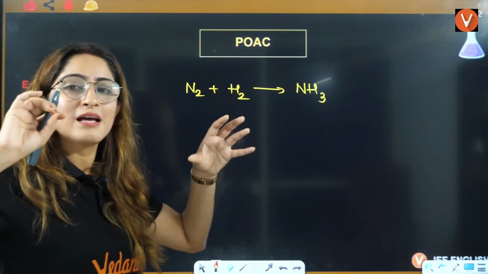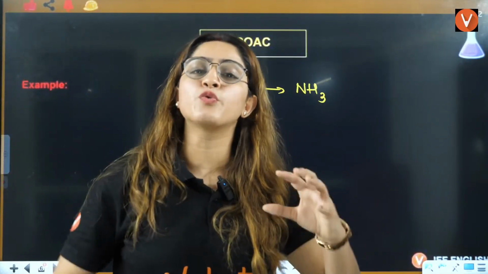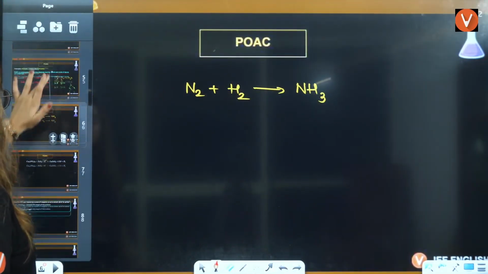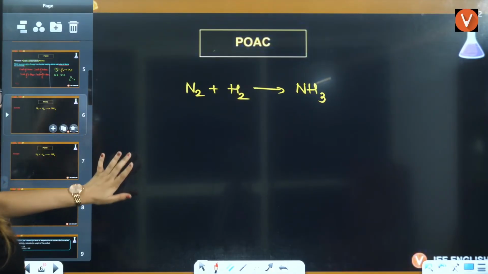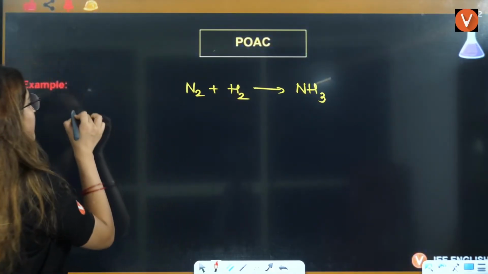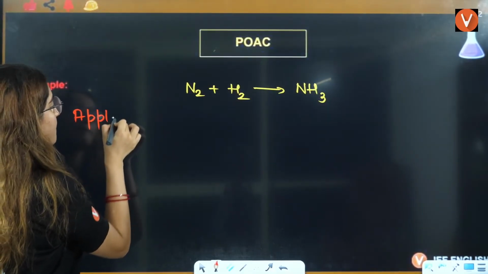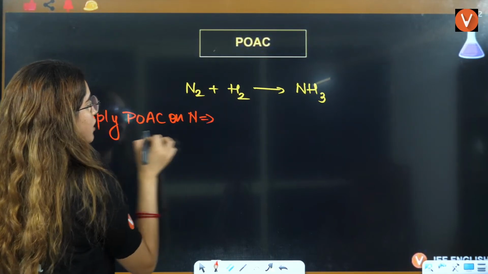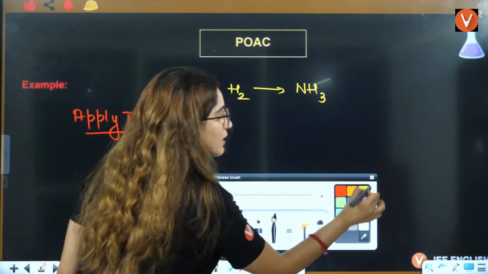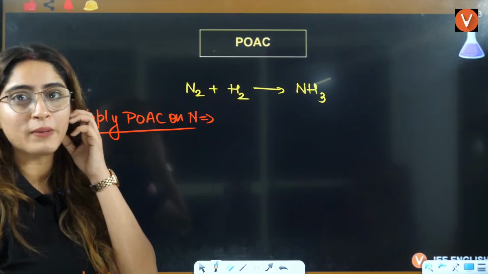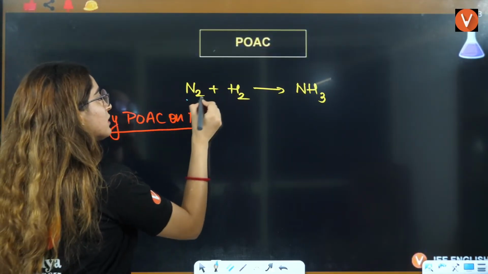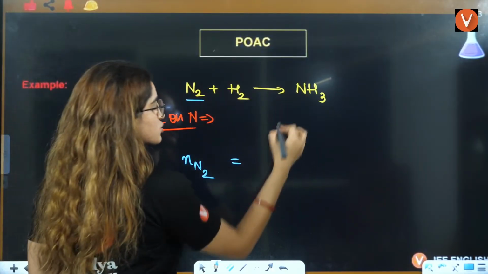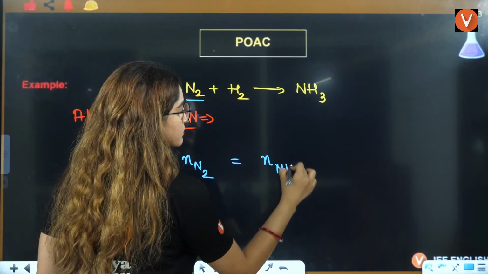Now, we are applying this on atoms. So, one by one, I will apply this on atoms, okay? The first atom that I have is nitrogen. So, I'll apply POAC on nitrogen. If you have to apply POAC on nitrogen, how will you apply? First, you will take the number of moles of nitrogen. Here, equate this to the number of moles of NH3.